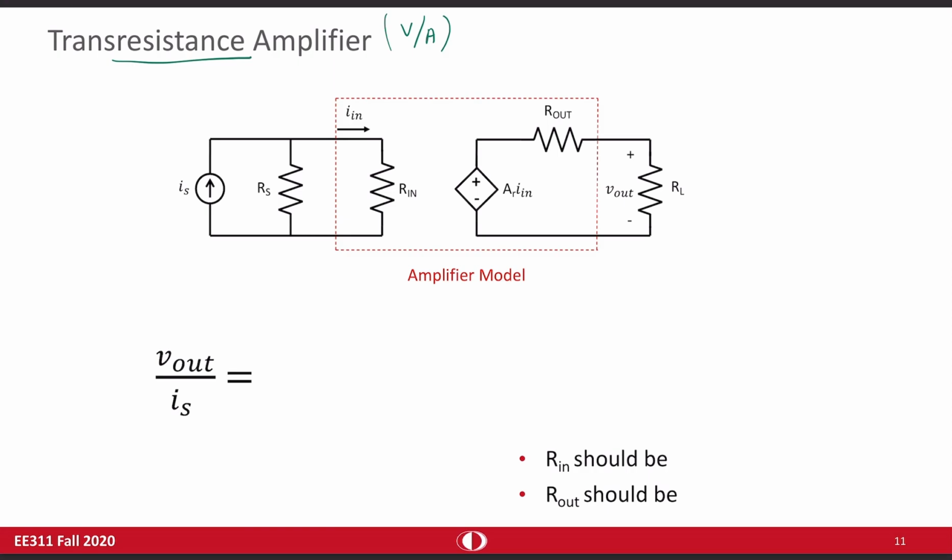If you write the expression, that will be Rs divided by Rs plus Rin, times RL divided by RL plus Rout, times the transresistance gain. And of course, you can see that both Rin and Rout should be as low as possible. Moral of the story, depending on the amplifier type, you need to choose the proper input resistance and output resistance for your own design.